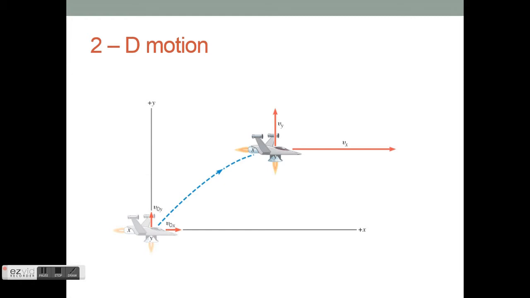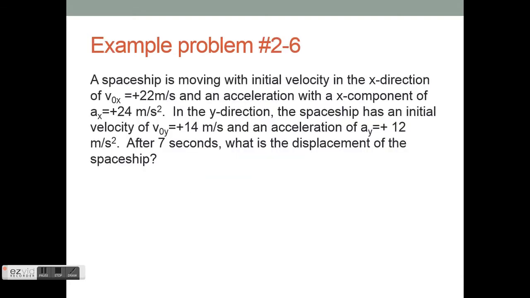A good example of a two-dimensional problem: here I have a spacecraft and it's moving in the x and the y direction. It's both moving to the right and moving up, and the velocities are changing. And so it's moving along this arc path rather than a straight line path. So we could actually use this idea of independence of motion to begin to predict what's going to happen to the motion of the spacecraft.